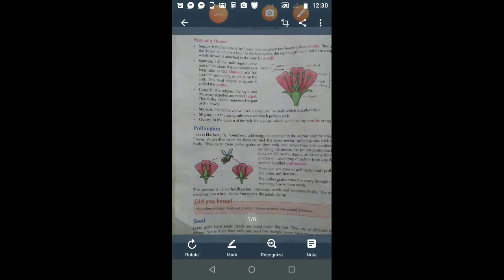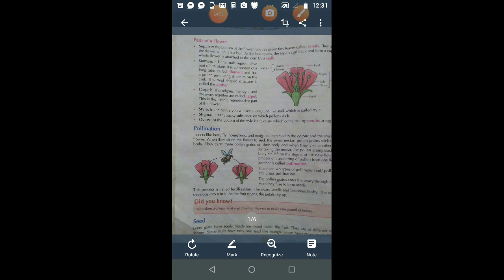I told you this is self pollination. In the beginning, before explaining self pollination, students, I told you to do one activity. On the paper, draw a diagram of a plant and on the same plant draw many flowers. Is it clear? Now, what is self pollination?